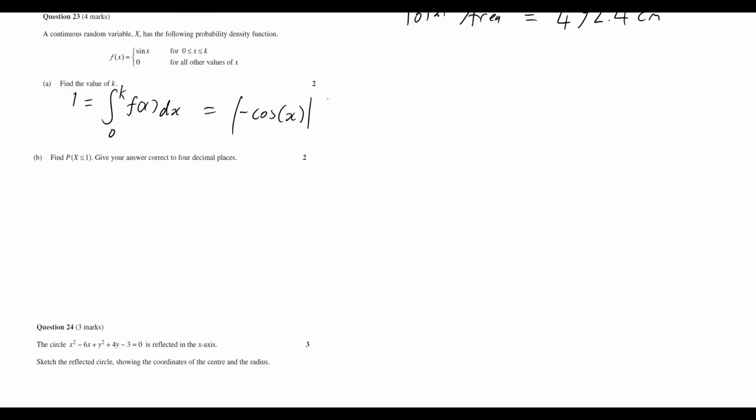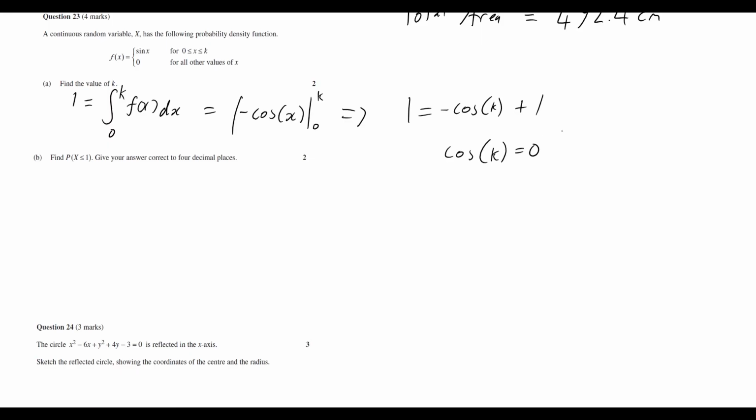And now what we need to do is sub in our different values for k and 0. And what we'll find now is that 1 is equal to minus cos of k. And then cos of 0, well, it's just going to be 1, but it will end up being minus 1, so it'll be a plus 1 here. And so now what we get is that we'll subtract the 1 from both sides, and then we're left with cos of k equals 0.